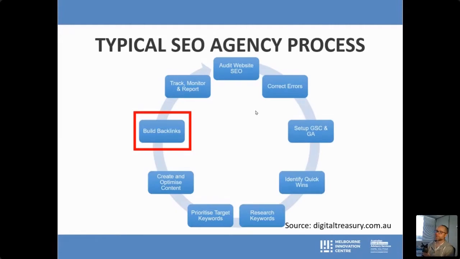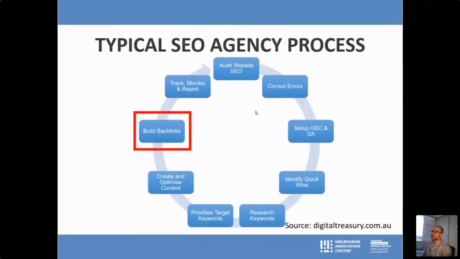So typically in terms of SEO, we talk about an agency process that looks something like this, where we start off with a technical audit of the website from an SEO's perspective. We correct any errors we find. We set up Google Search Console and Google Analytics. We identify any quick wins that we can have from the information we can get from those two analytical tools. We then research different keywords that our customers are actually typing into Google. From the list of keywords we find, we prioritize keywords that we want to target.